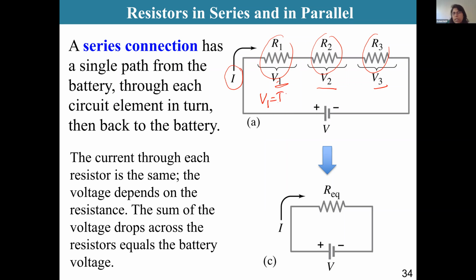V1 equals I times R1, V2 equals I times R2, V3 equals I times R3, right? But they have the same current. That's the important thing. It is a single loop, then it is a series connection. Now these three, I will be able to reduce into one resistor, that is called the equivalent resistance, that we can calculate by using R equivalent equals R1 plus R2 plus R3.